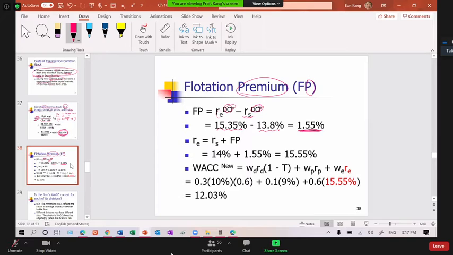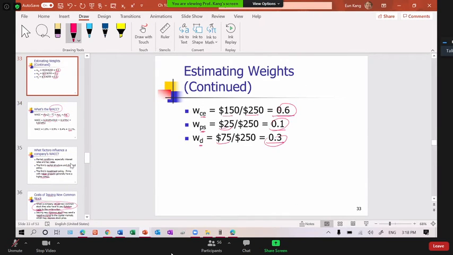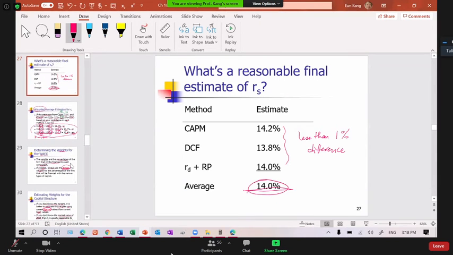So finally, that is the flotation premium. You add the RS that you calculated before plus the flotation premium. Then that is 15.55. And that RS is from this one. RS is 14%. There's RS.